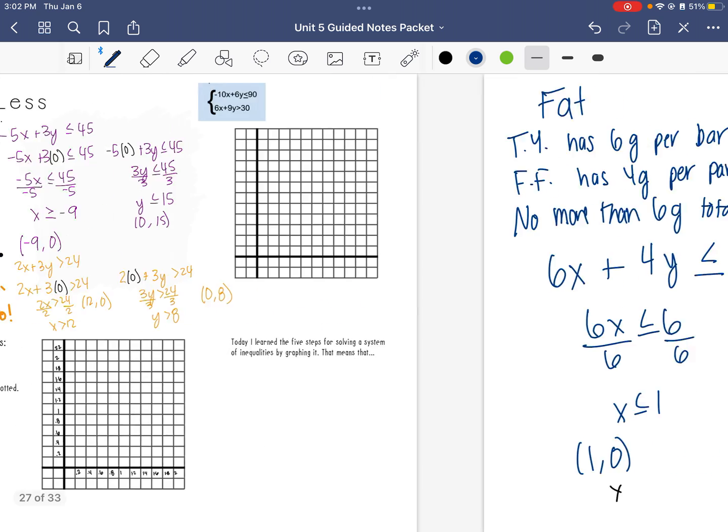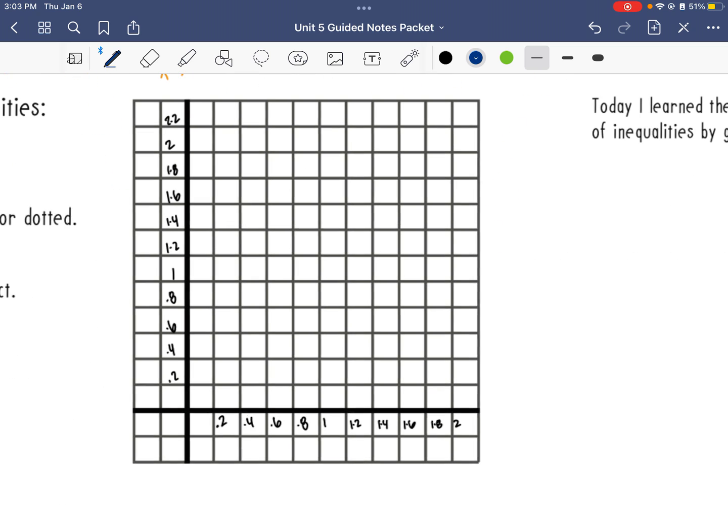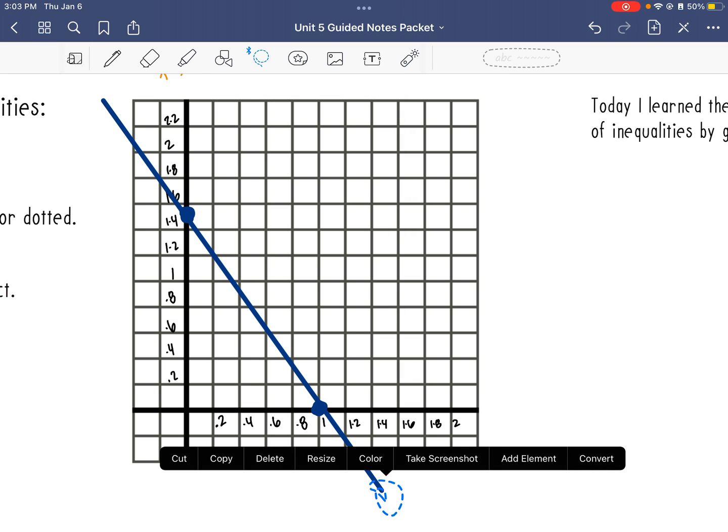So for our first inequality, our x-intercept is (1, 0), so we're going to put a point here, and our y-intercept was (0, 1.5), which would be right there. And then we would connect the dots. Now we have to decide, should this be a dashed line or a solid line? You guys tell me, what do you think?